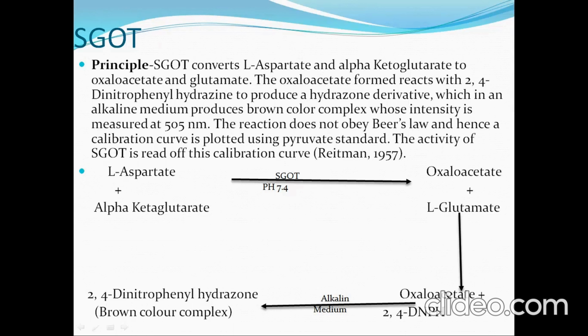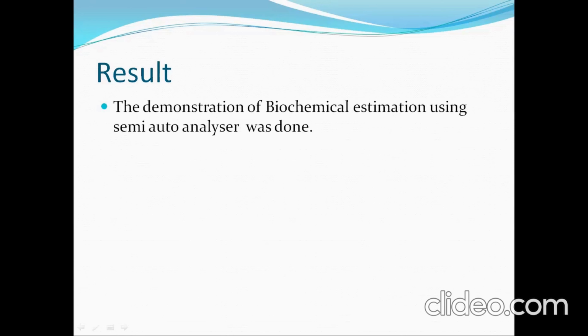L-aspartate and alpha ketoglutarate in presence of SGOT at the pH of 7.4 get converted into oxaloacetate and L-glutamate, while this oxaloacetate plus 2,4-DNPH in alkaline medium gets converted into 2,4-dinitrophenylhydrazone, which is a brown color moiety.